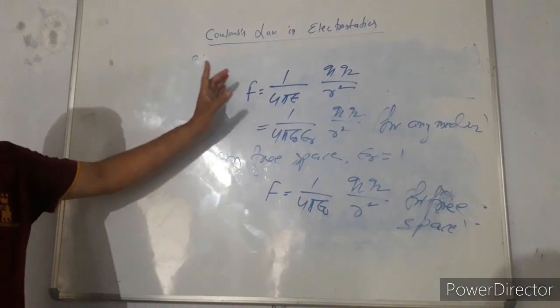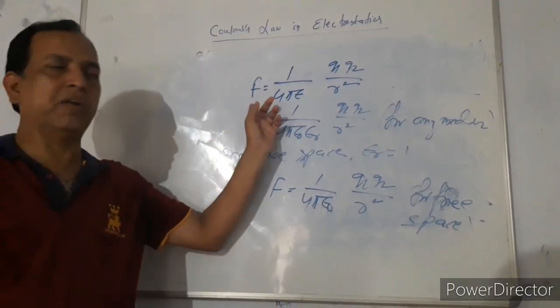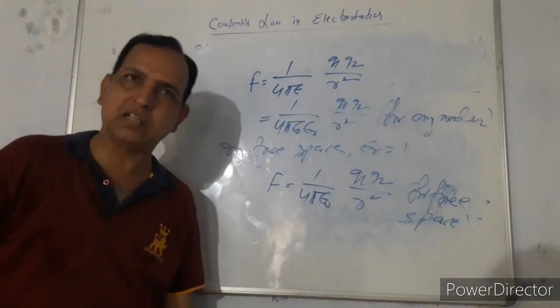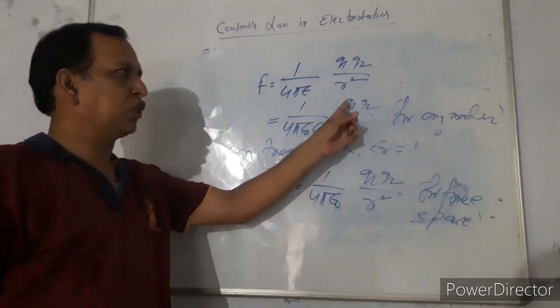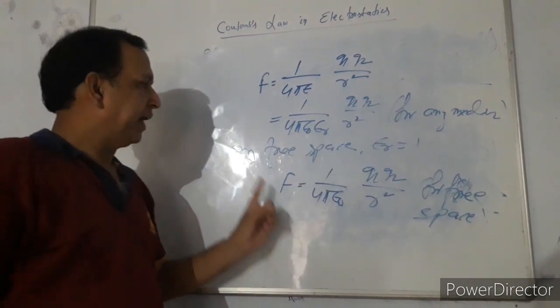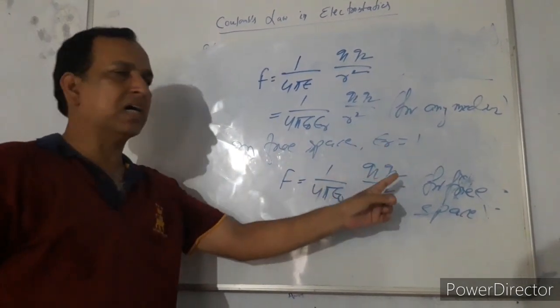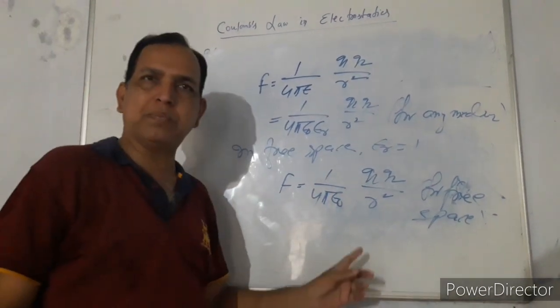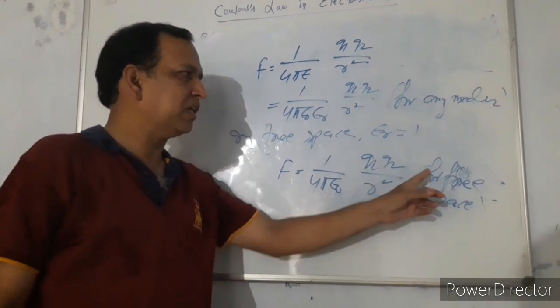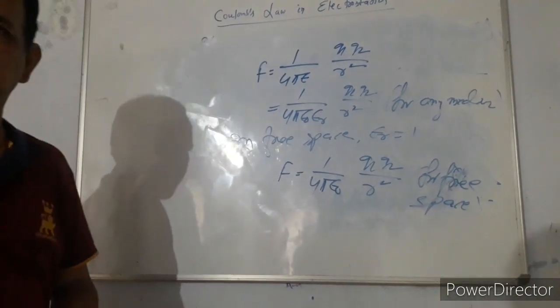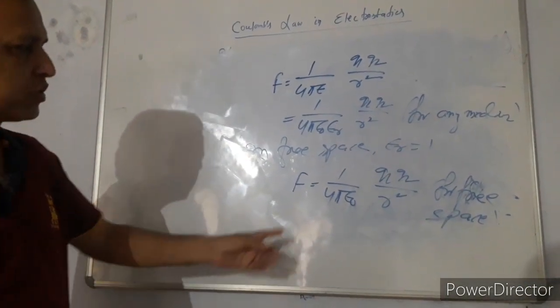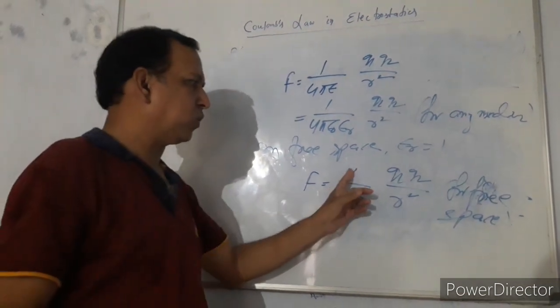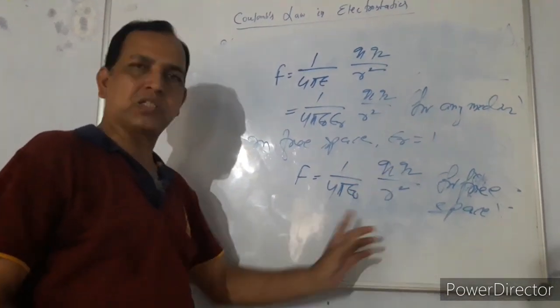Okay? For any medium, F is equal to 1 by 4 pi epsilon naught epsilon r Q1 Q2 by R square, and in free space as epsilon r is equal to 1, F is equal to 1 by 4 pi epsilon naught Q1 Q2 by R square. So this may be used for Coulomb's law: F is equal to 1 by 4 pi epsilon naught Q1 Q2 by R square.